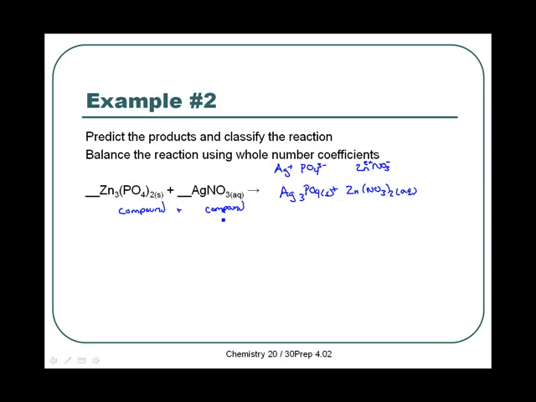To balance this one, I can start probably with zincs might not be a bad choice, silvers aren't a bad choice either. I'll start with the silvers. I have 3 silvers on my product side, so I'm going to need 3 silvers on my nitrate side. And when I take a look, I can already see things aren't going to work out. Now I have 3 nitrates. Over here, I only have 2 nitrates. So in order for this to work, I can't use a 3 for my silver nitrates, because there's no way to balance out those nitrates.